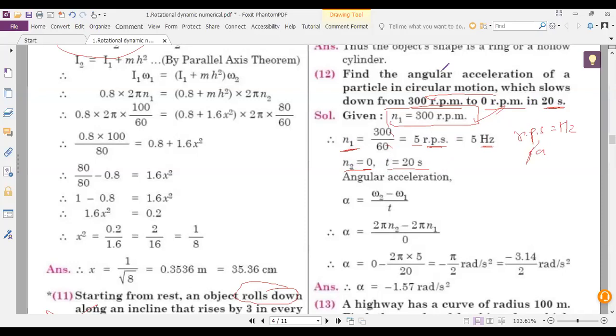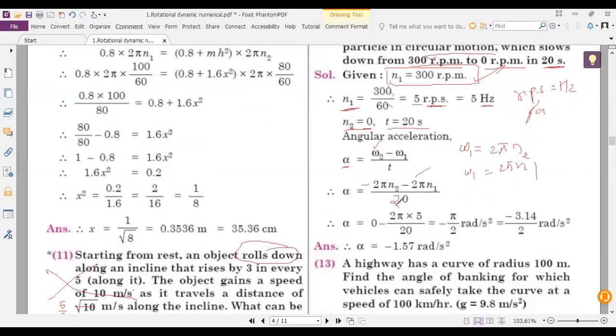But we have to find angular acceleration. Angular acceleration is alpha. We have the formula alpha is equal to omega 2 minus omega 1 upon t. Now check, do we have the value of omega? No, we don't. So we use the formula omega is equal to 2 pi n. If we apply it here, omega 1 is 2 pi n1, and omega 2 is 2 pi n2. The formula is already given. What is the value of t? t is given as 20 seconds.